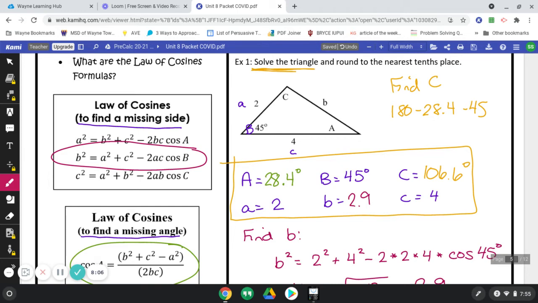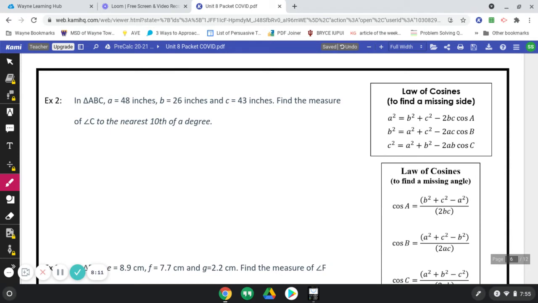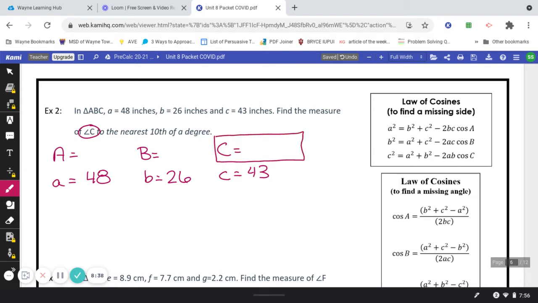The next couple are going to be a little bit shorter, so let's look at the back side. Went ahead and put the formulas on the back for you as well, so it'll be a little easier for you to see. All right. We have, again, ABC, and they give you the 3 sides. So A is 48. B is 26. C is 43. All they want us to do is find angle C. So we are just looking for this one right here to the nearest 10th of a degree. So that's 1 decimal place.